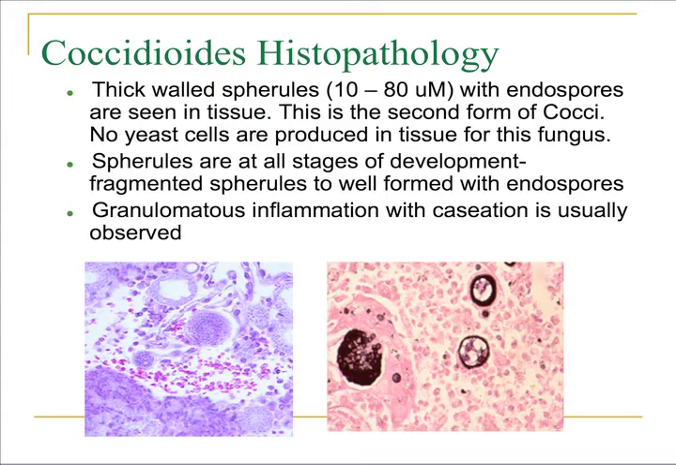Spherules can be seen in tissue in all stages of development, and sometimes they can be hard to recognize because they can be very small to very large, fragmented, and somewhat beat up in tissue. You will see granulomatous inflammation with caseation in these specimens with the spherules.